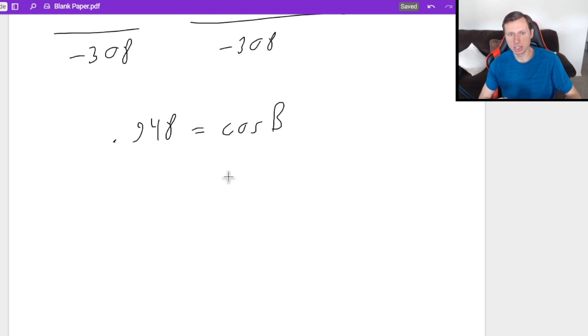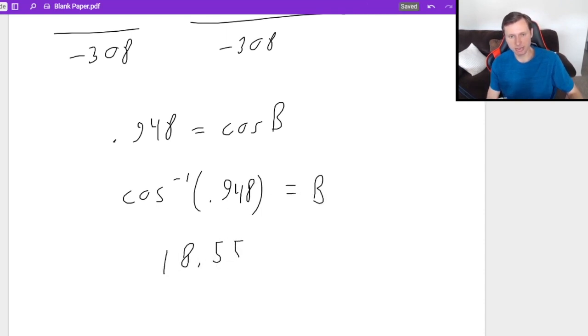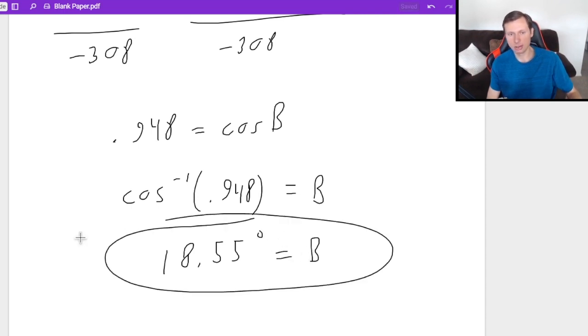And so then I just need to take the arc cosine of this. So arc cosine of 0.948 is equal to B. And that's going to be 18.55 degrees equals B. And there we go. And of course, you can solve for the rest of this triangle if you'd like. I'm just going to move on to one more example, though.